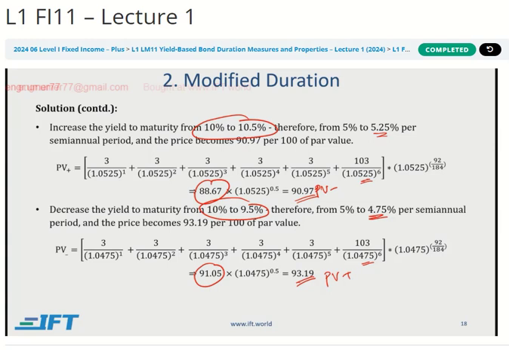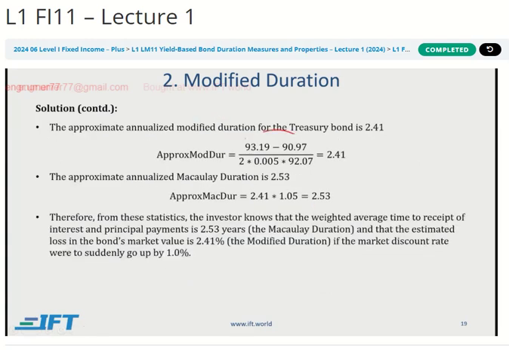Then what do you do with this PV minus and this PV plus? Of course, you calculate the distance between those two, divided by 2 into the shock amount, right, into the PV0. And look how the shock amount is for the full 50 basis points, because that is annualized. So the annualized approximate modified duration that you get is 2.41, and you can use that to calculate the approximate MACD.